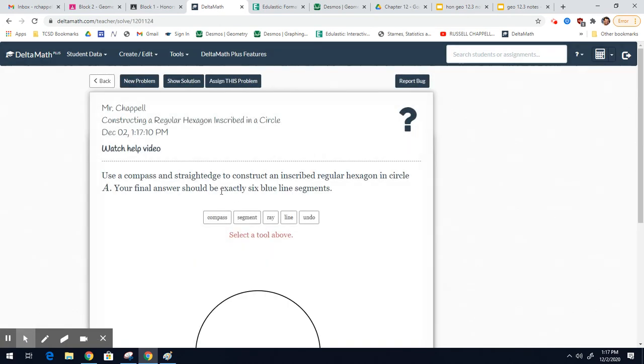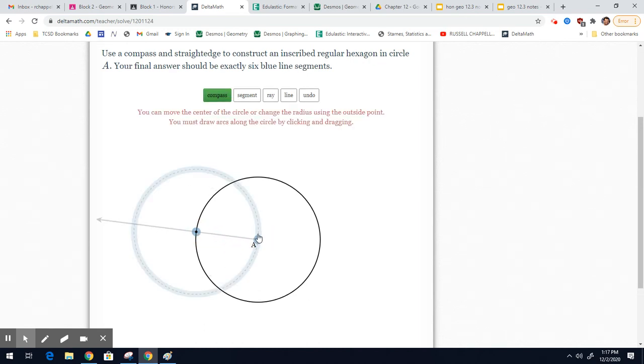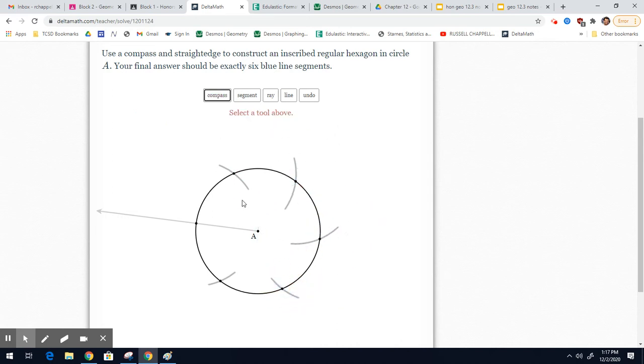Regular hexagon here. Same thing. Let's start with the ray tool. Draw it off to the side to create that point on the circle. Grab the compass, center, measure the radius. Here we go. Arc, arc. Move that center, arc. Move that center, arc. Move that center, arc. And there you go. There's my 5 arcs and the 6th point that I created myself. And now we grab the segment tool and connect every point with a segment, and you're done.